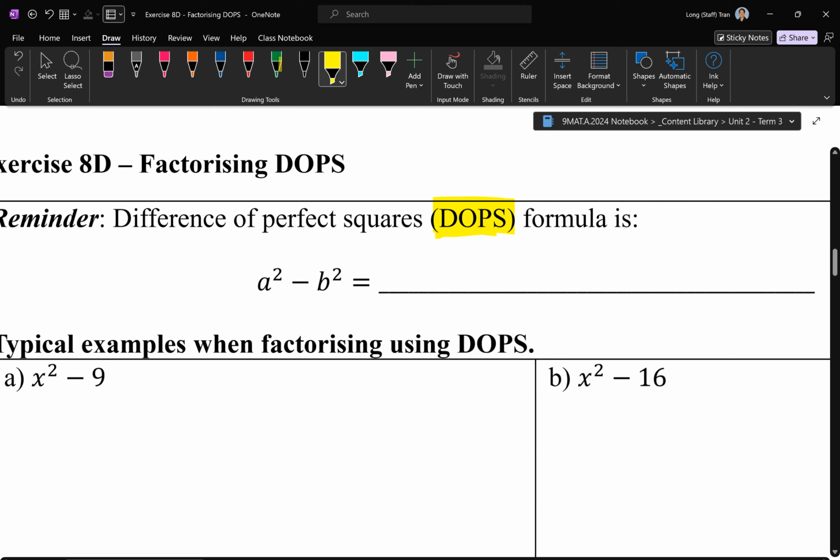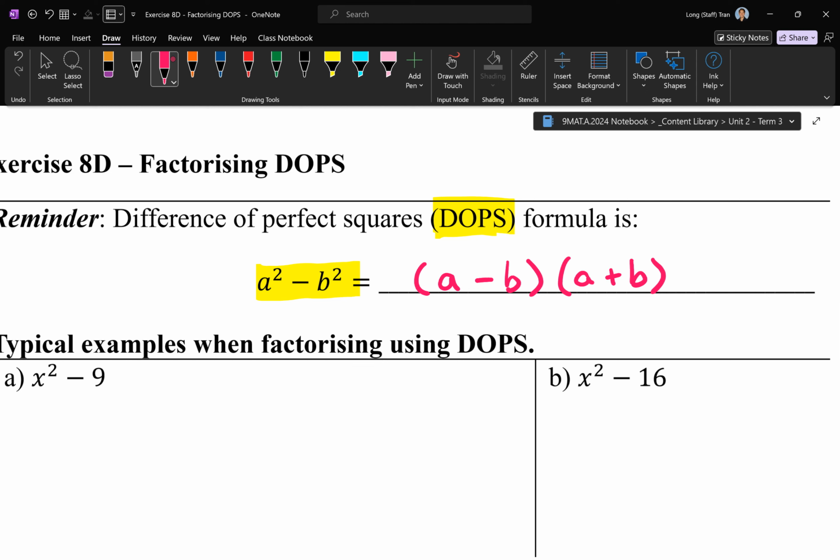It is a squared minus b squared is equal to, and write this down, (a minus b) in brackets, multiplied by (a plus b) in brackets. It doesn't matter which bracket comes first. You could have written it as a plus b, and you could have written a minus b afterwards too. It's fine. Okay. So write down that rule first, and then I'm going to show you how it works.